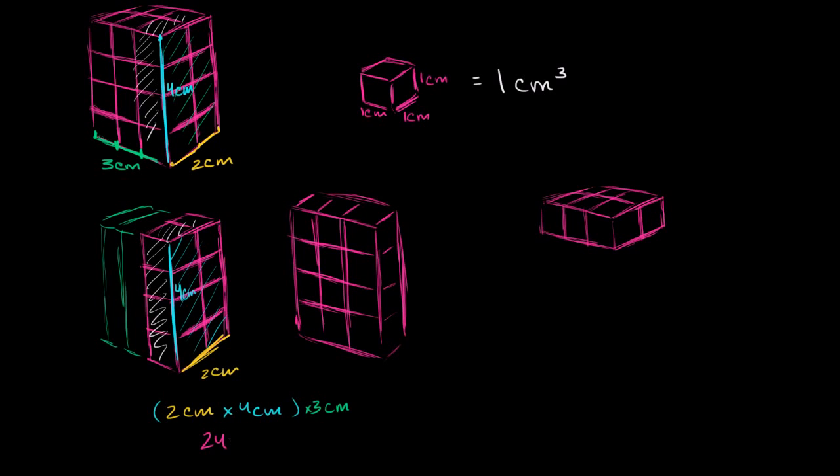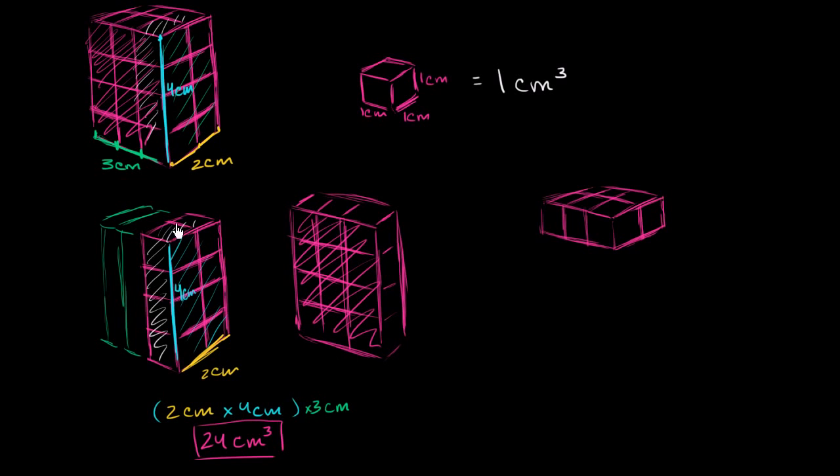24 centimeters cubed, or I could say cubic centimeters. So that's one way to measure the volume. Now, there's multiple surfaces here. I happen to pick this surface, but I could have picked another one. I could have picked this surface right over here and done the exact same thing. So let's pick this surface and do the exact same thing.